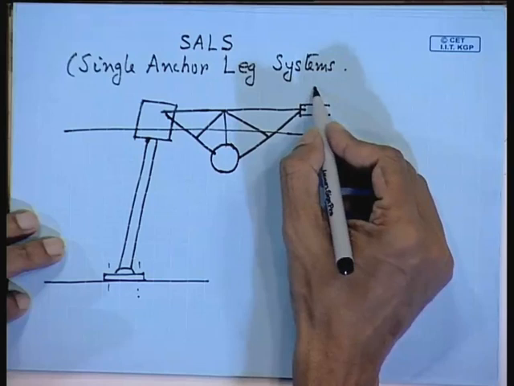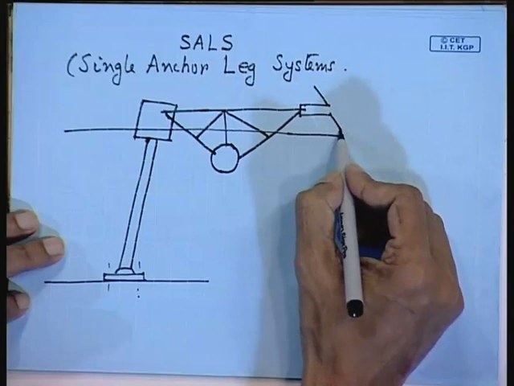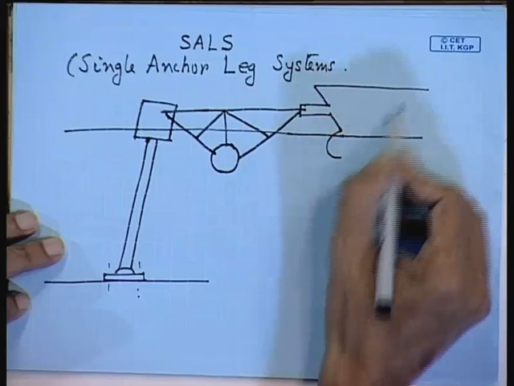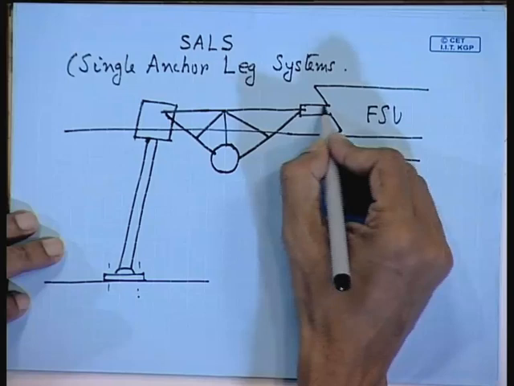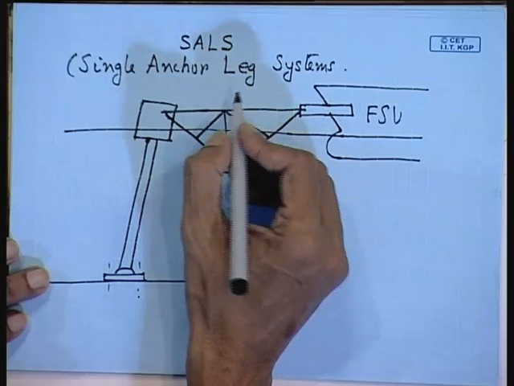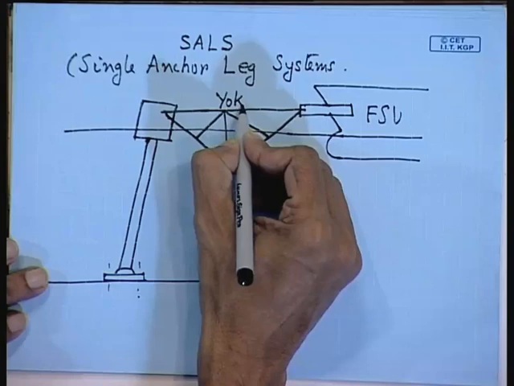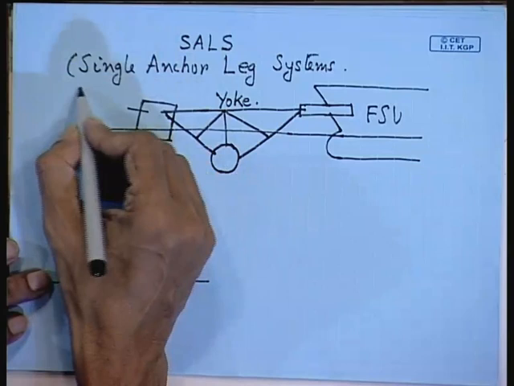So these structures have to be designed taking into account your extreme weather conditions, say 25 years extreme storm. So this is your FSU. So this system is called a yoke. Now you can see a very large yoke attached to a buoy. So this is your buoy. Buoyancy is coming from this tank and this is a universal joint.